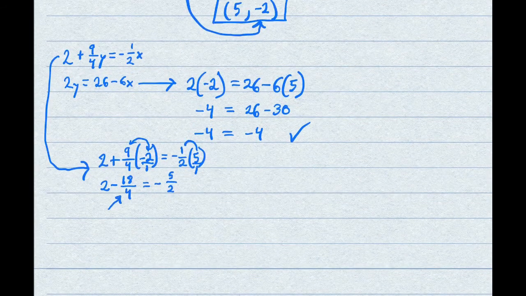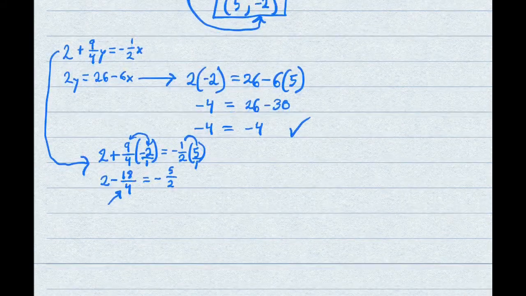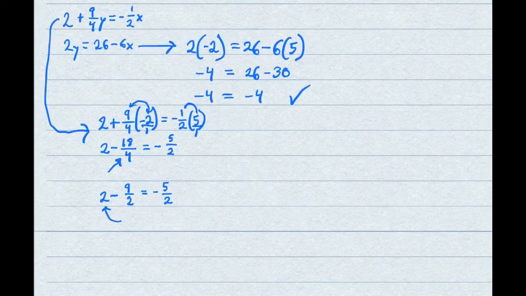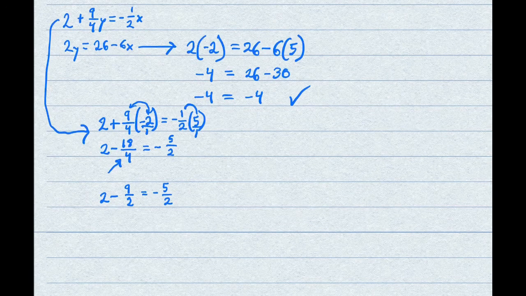Before moving on, let's reduce this fraction into lowest terms. Bring down the 2 and the minus. Now, with the fraction, both 18 and 4 can be divided by 2. So when you divide 18 by 2, you have 9. When you divide 4 by 2, you have 2. Then bring down the part on the right. Now you can combine the 2 minus 9 over 2. Or you can add 9 over 2 to both sides.